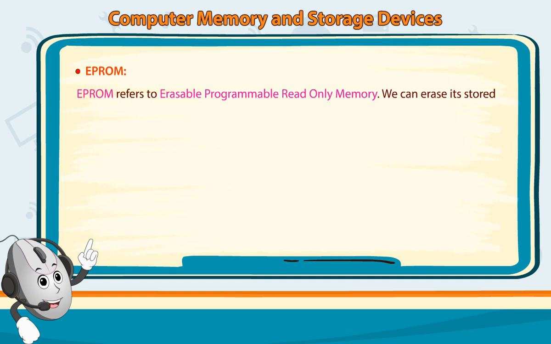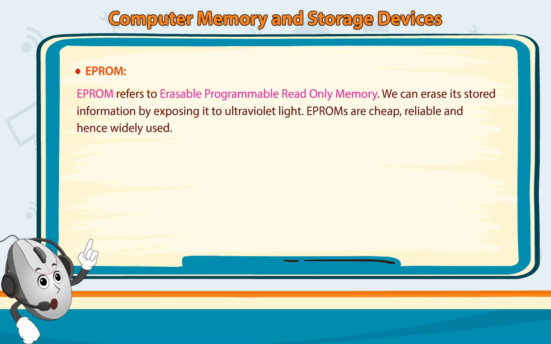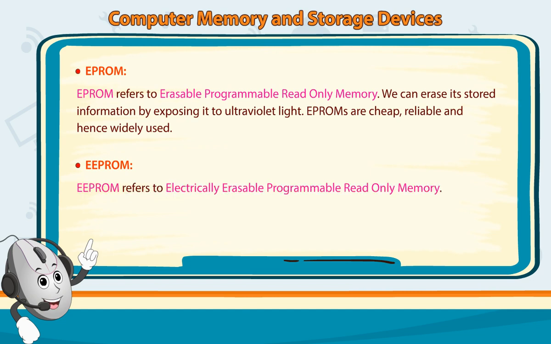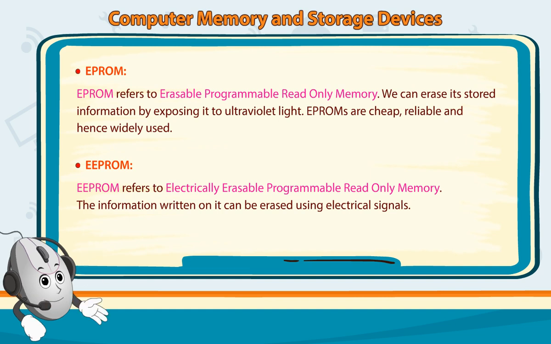EPROM. EPROM refers to erasable programmable read-only memory. We can erase its stored information by exposing it to ultraviolet light. EPROMs are cheap, reliable, and hence widely used. EEPROM. EEPROM refers to electrically erasable programmable read-only memory. The information written on it can be erased using electrical signals.